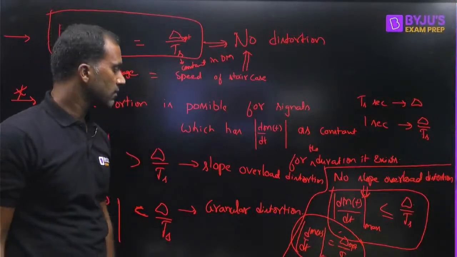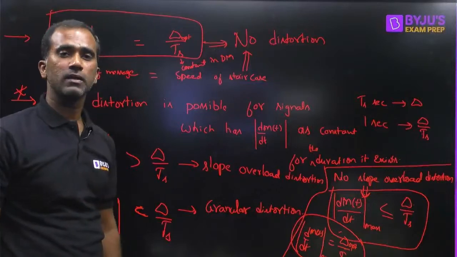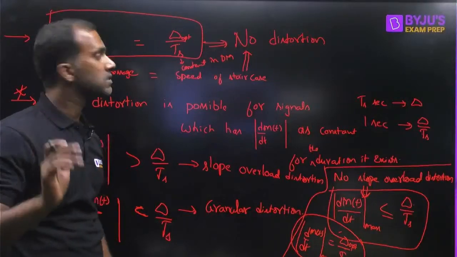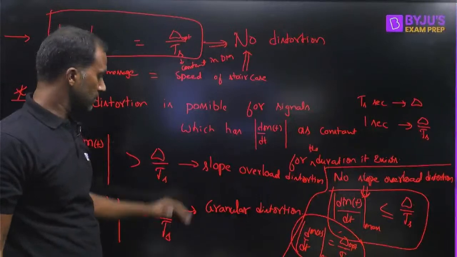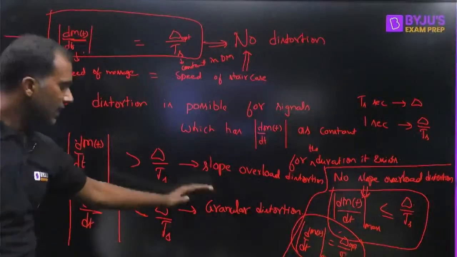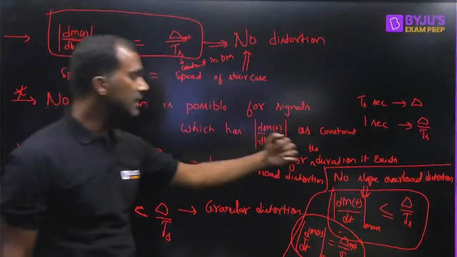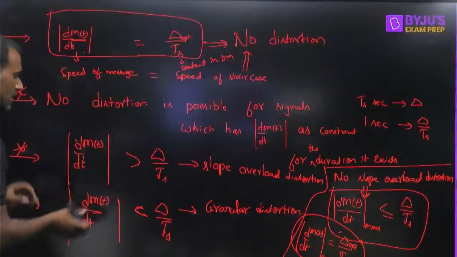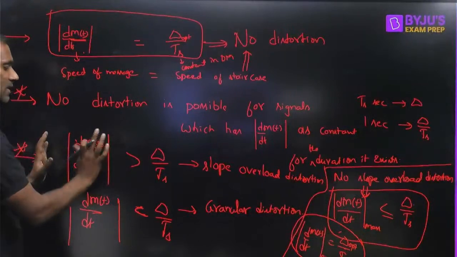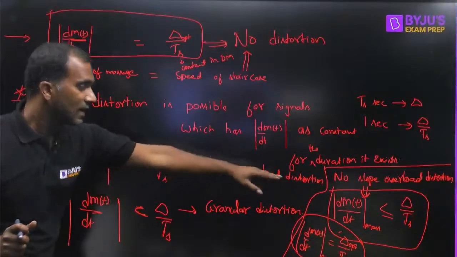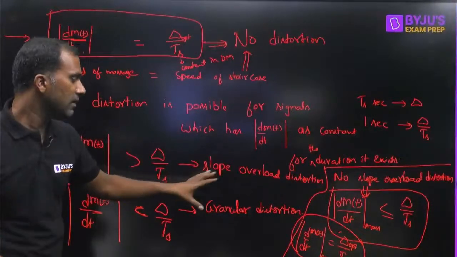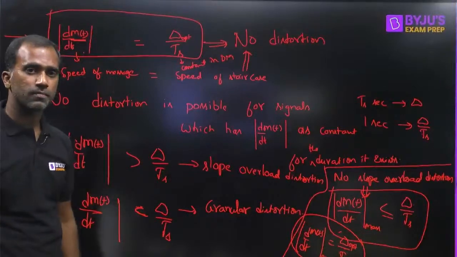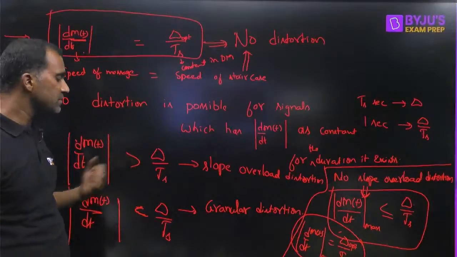Okay, I hope everything is clear till this point. Only 4 conditions: no distortion, slope overload distortion, granular distortion, and completely to avoid slope overload distortion. Try to understand this. When this condition is happening, let's say some duration of time, we want to avoid this now. I am explaining that again in a little different manner. You want to avoid slope overload distortion. Slope overload distortion happens when this condition is being satisfied.